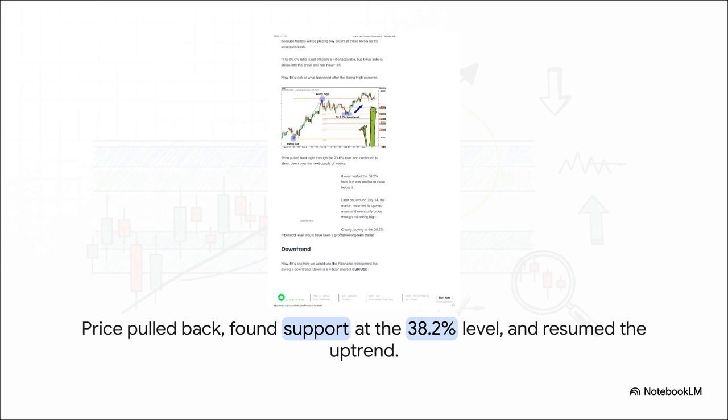And it's perfect. The price found support right there, it paused for a bit, and then it resumed that powerful upward move. If you were a trader looking for a place to get in, you would have had your eyes glued to that 38.2% level.